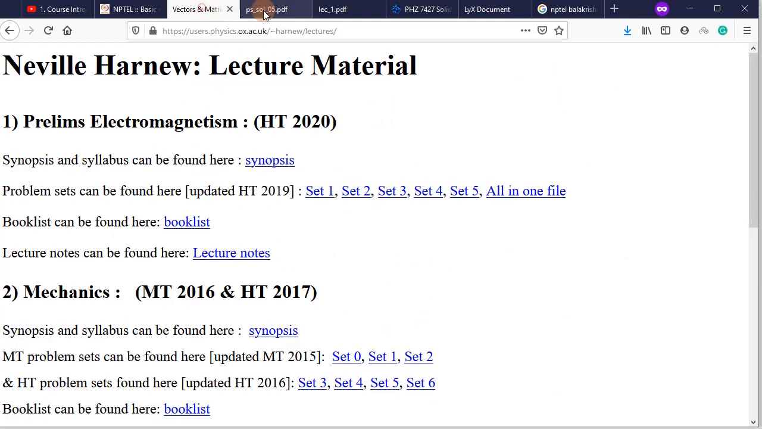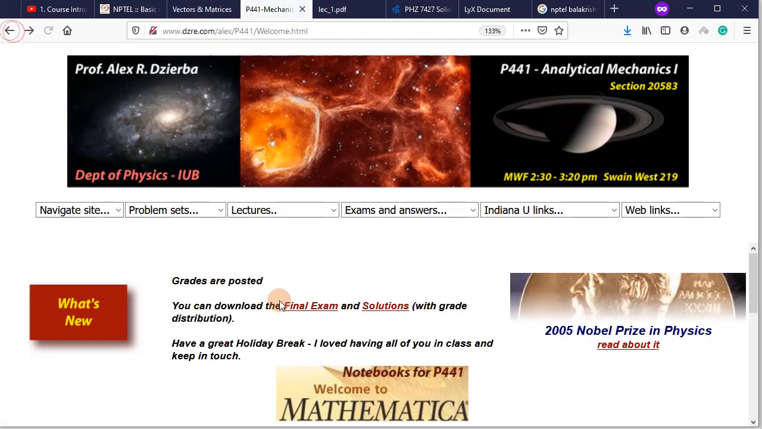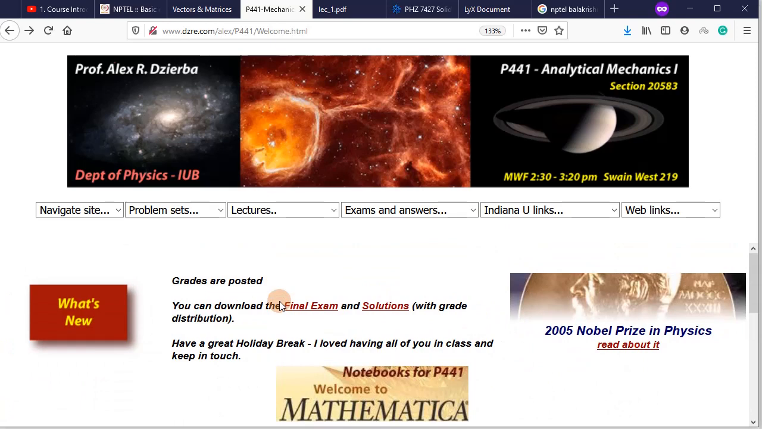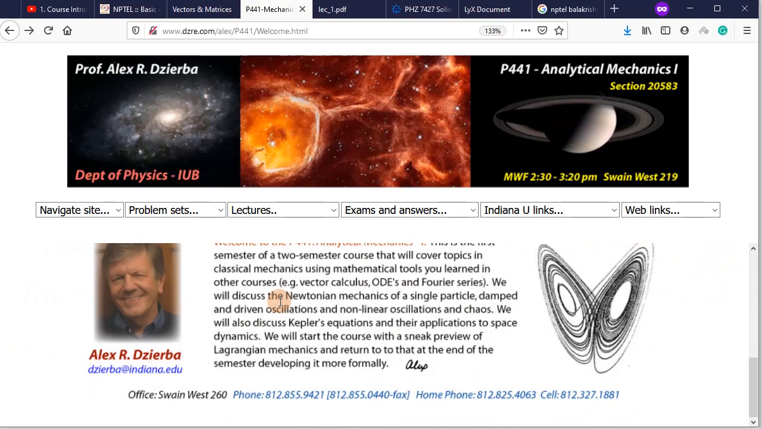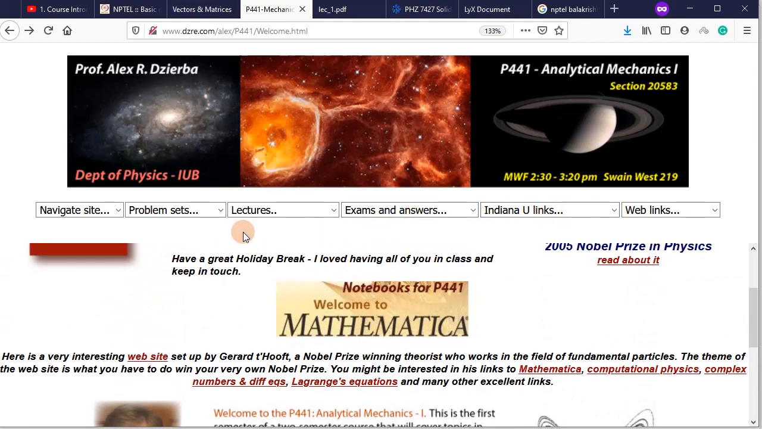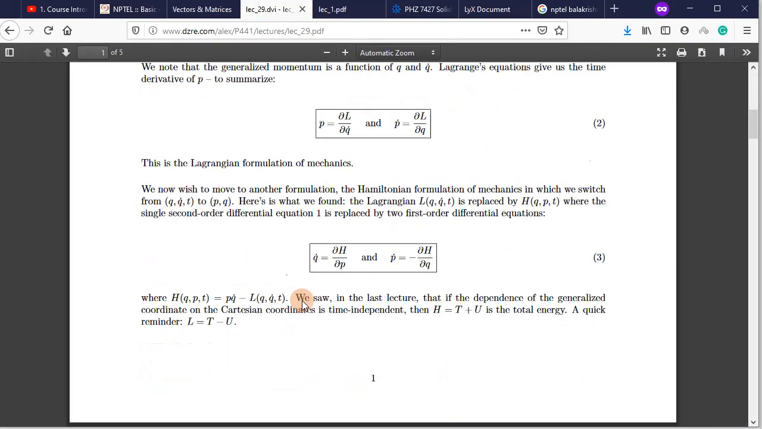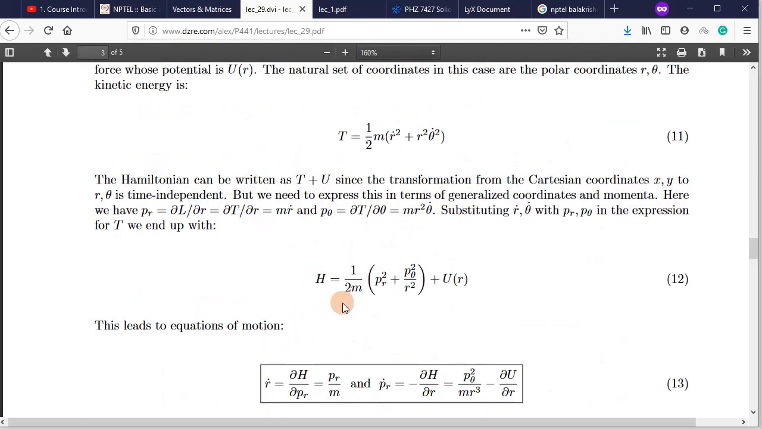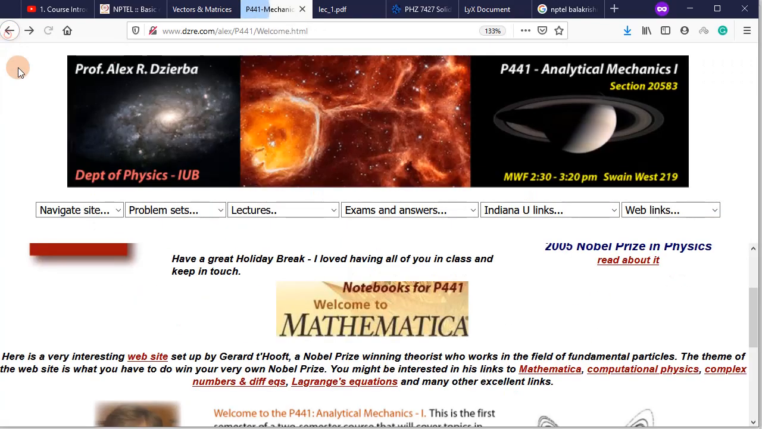So this is actually Thornton and Marion's book. Can you get Thornton and Marion online freely? I think we can get it, but that is not advisable. If you have Thornton and Marion, then fine. The lectures are fine. The lecture is splendid. Hamiltonian mechanics, we have gone through very good lectures, so that you can follow.